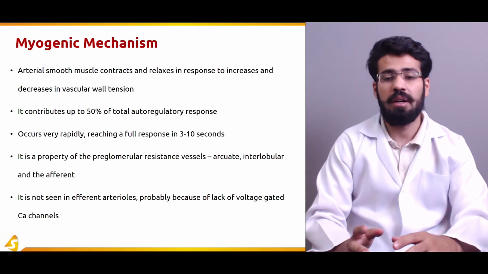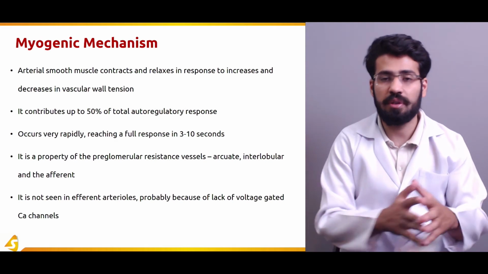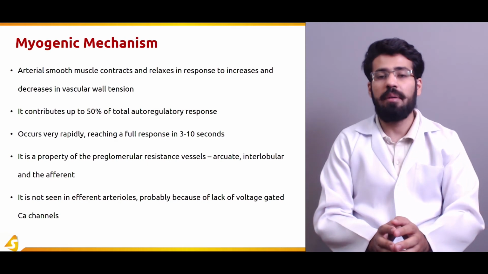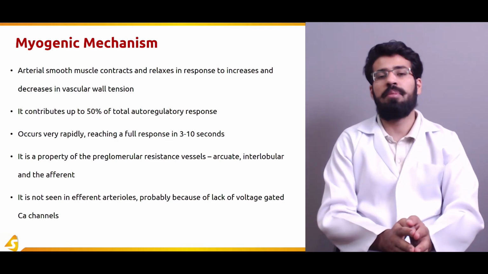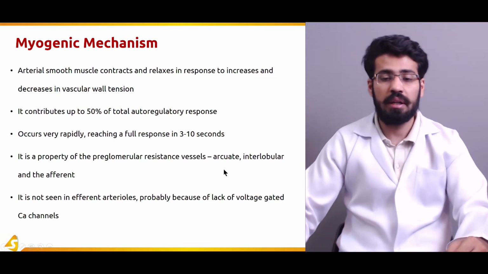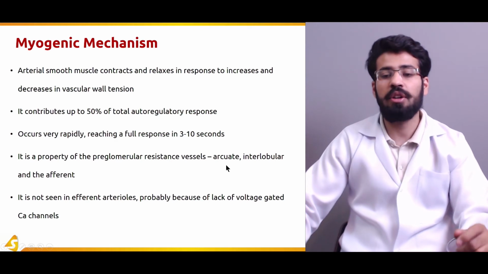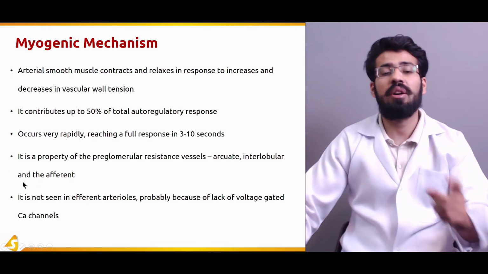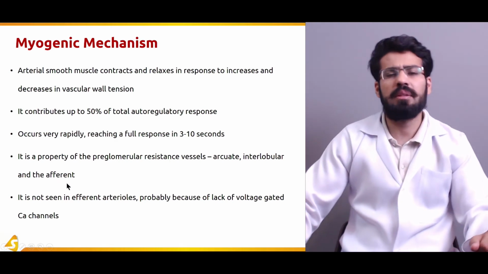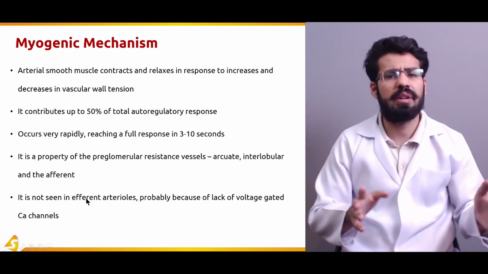These myogenic mechanisms are present in various vessels. We have discussed the physiologic anatomy of the kidneys, so you must be aware of the blood vessels that are passing throughout the kidneys. For example, arcuate vessels, interlobular vessels, and the afferent arterioles. Now this myogenic mechanism is not seen in the efferent arterioles, and there are many different reasons for that.